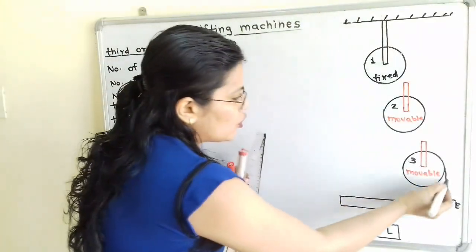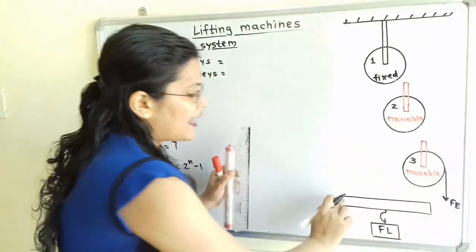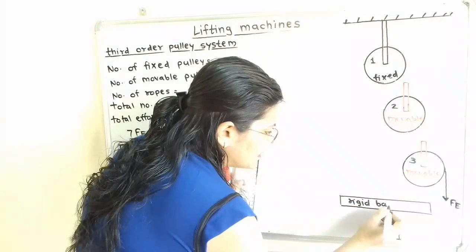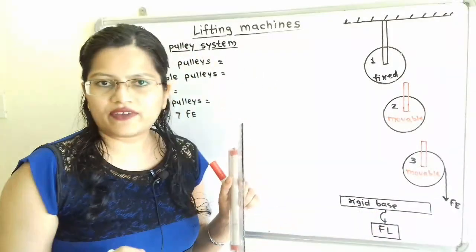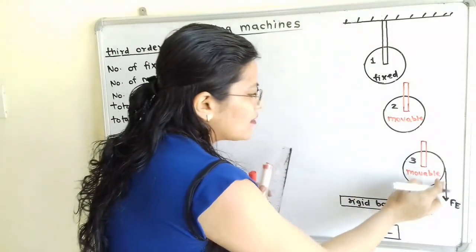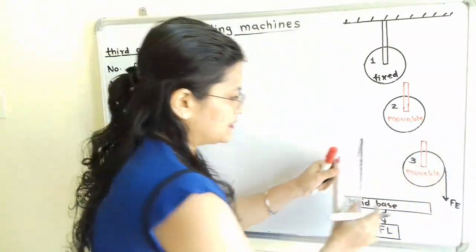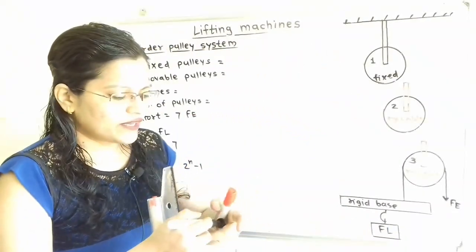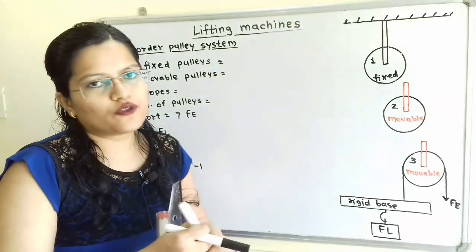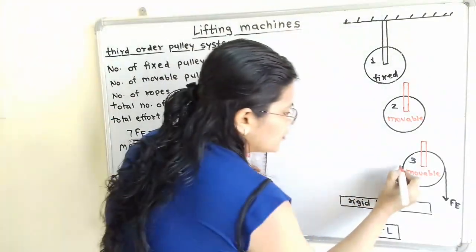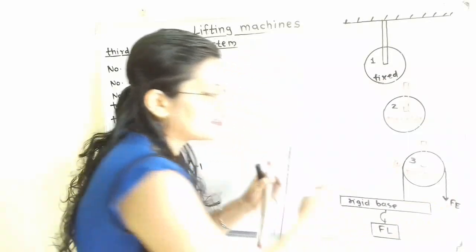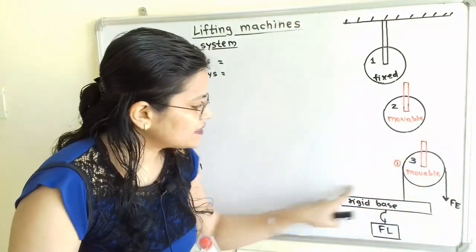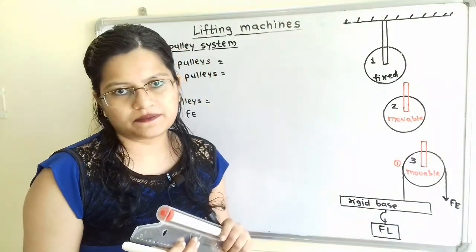Now we will pass the rope over the pulley number 3, and here is the rigid base. So I will write here, this is the rigid base which is connected to the load Fl, and we will connect this rope to the rigid base. Now if we observe, this is the rope number 1, that is one rope is used, at one end effort Fe is applied and the second end is connected to the rigid base.